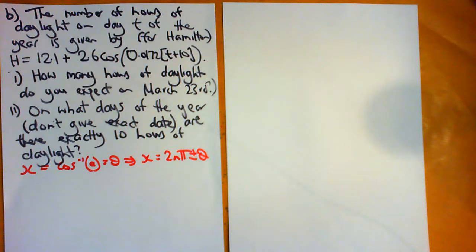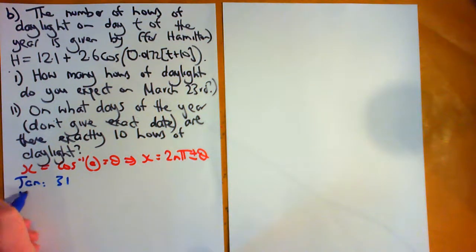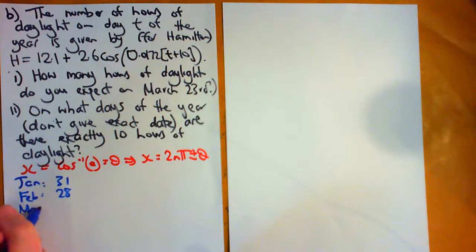So first thing to work out is how many hours of daylight you expect there to be on March 23rd. But in order to get that, we need to figure out which day of the year that is. So we're going to assume that we're not working with a leap year. January has 31 days, February has 28 days, and we're only interested in the first 23 days of March. Adding those up gives us 82, so we are talking about the 82nd day of the year.